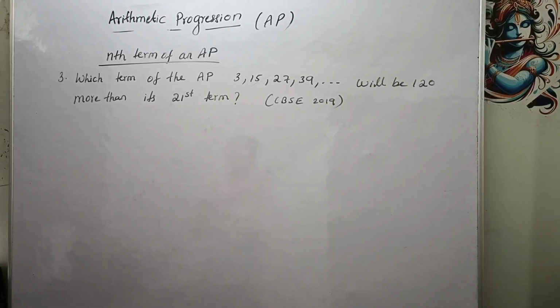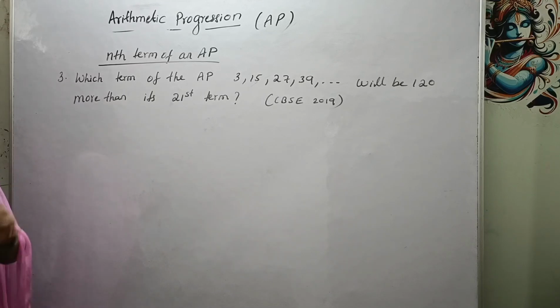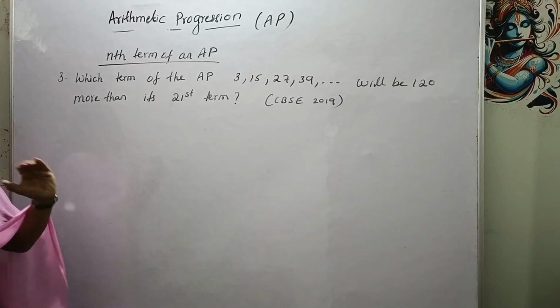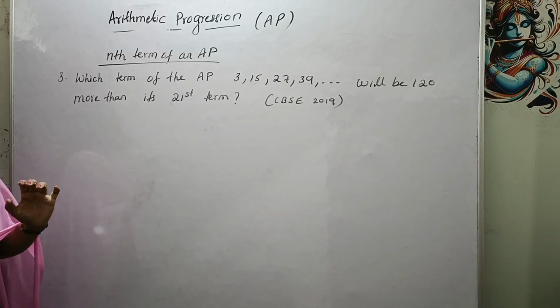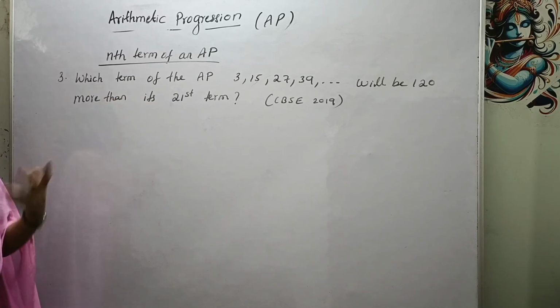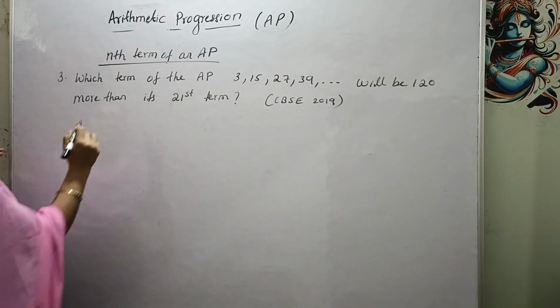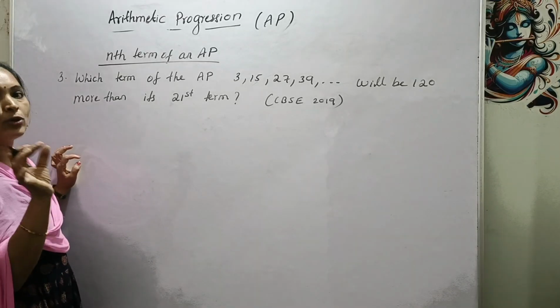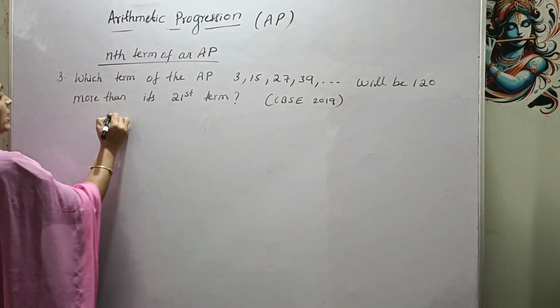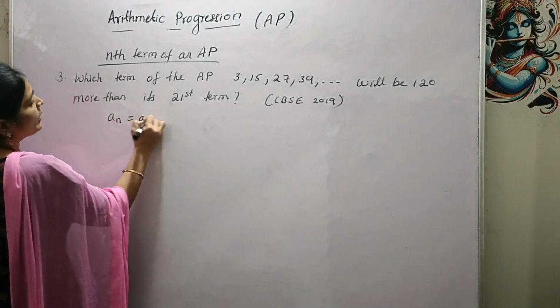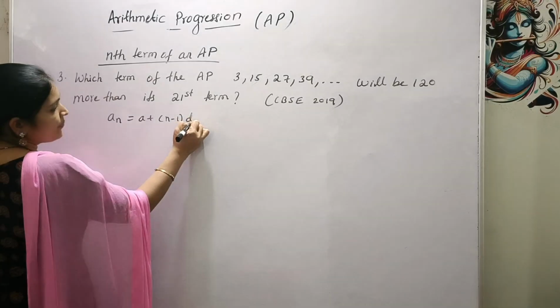Now look at an important question. Which term of the AP 3, 15, 27, 39, etc. will be 120 more than its 21st term? So here we have to find which term is 120 more than the 21st term. What is the 21st term? We don't know, so first of all, let's find the 21st term, that is A21. N is equal to 21. What is our formula? An is equal to a plus n minus 1 into d.